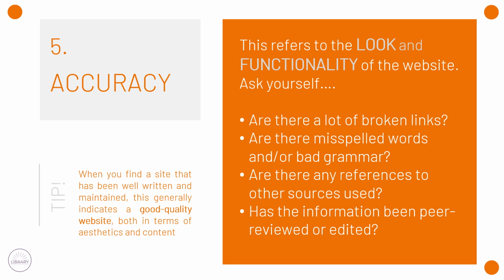Finally, criteria 5 is accuracy. This refers to the look and functionality of the website. You should check if there are a lot of broken links, misspelled words, or poor grammar. If the content creators are careless with this, then how can you be sure the information is of a good quality? Finally, has the information been peer-reviewed or edited in any way? And are there any references to support any of the facts given?